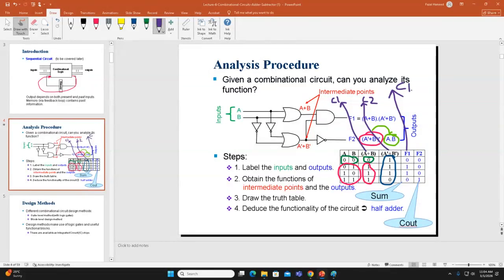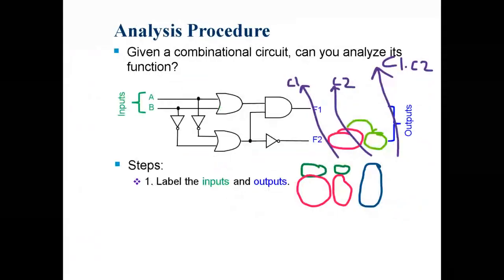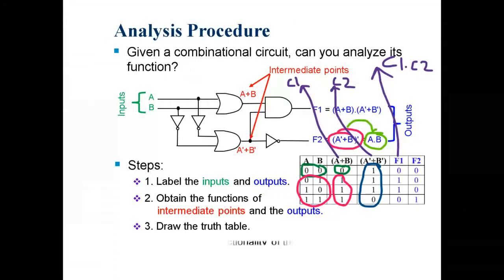F1 is equal to c1 dot c2. So if we do 0.1 is 0, 1.1 is 1, 1.1 is 1, and 1.0 is 0. So now we derive the expression for f1 and f2. Similarly, we derive the expression for f2.